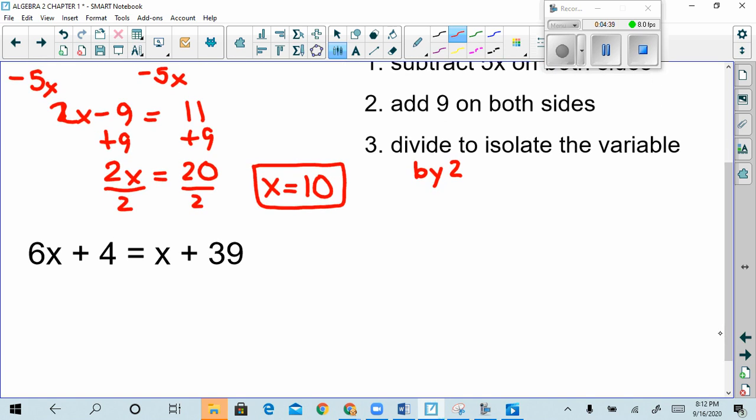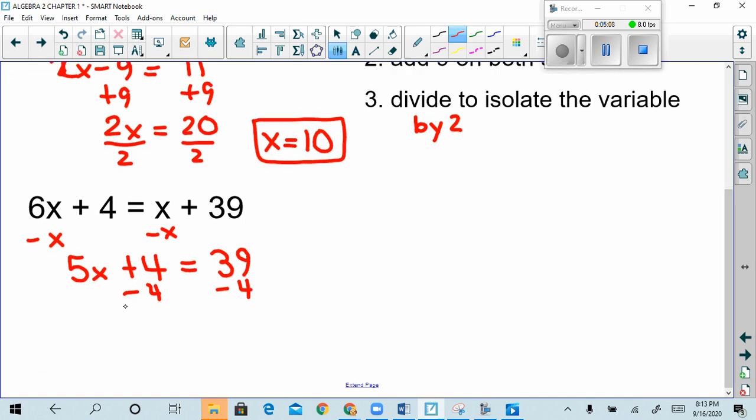Again, I see variables on both sides. If I think back to the directions at the top of this slide, it tells me to collect my variables to one side. I have a 6x and I have a 1x. Let's subtract 1x on both sides. I now have 5x plus 4 equals 39. Now, if you think that the next step would be to subtract, you're right. We'll subtract 4 on both sides. That simplifies to 5x is equal to 35. One last step to isolate our variable. Let's divide by 5, and x is equal to 7.